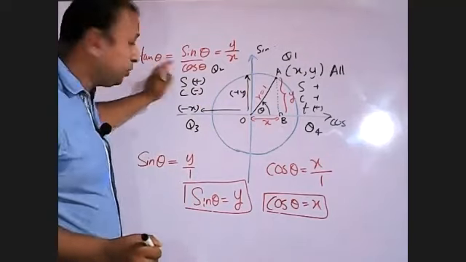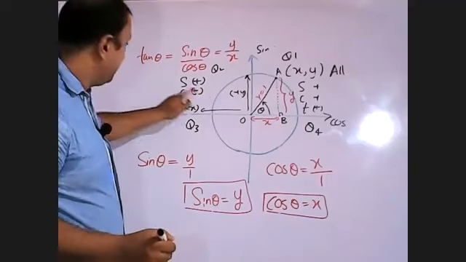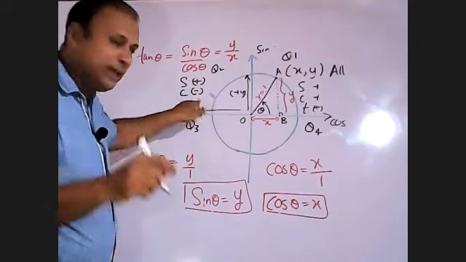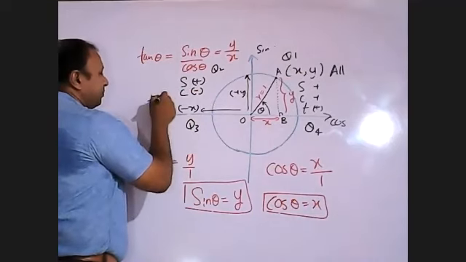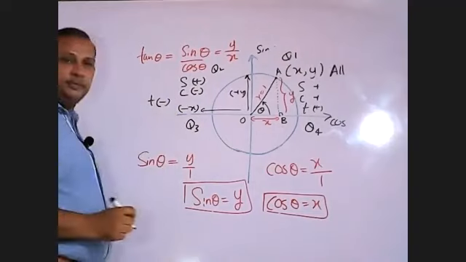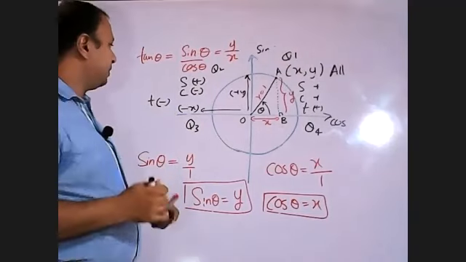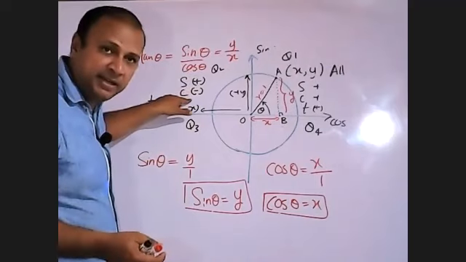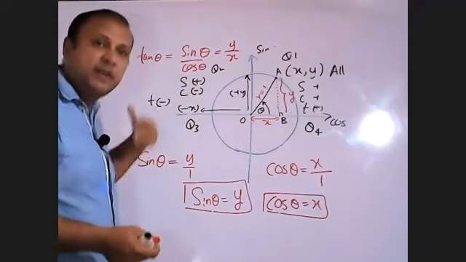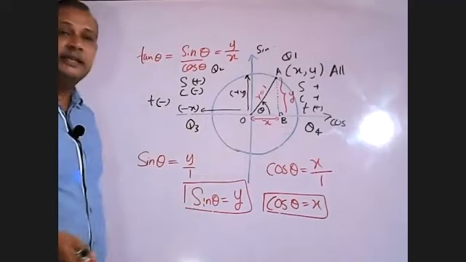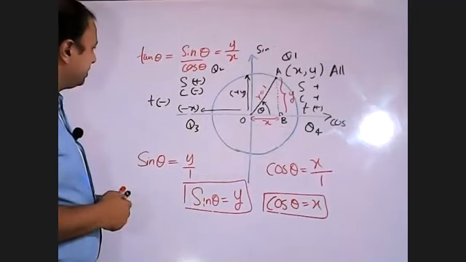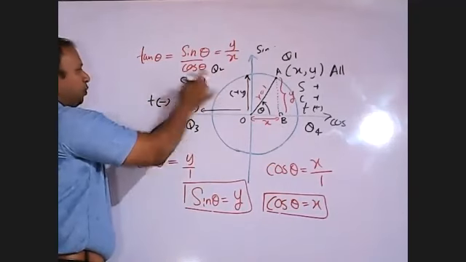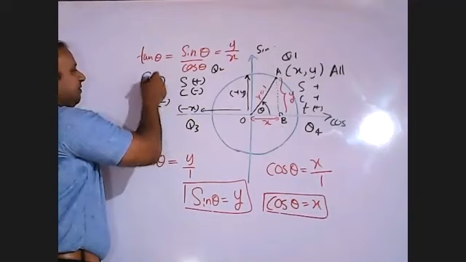Tan theta is equal to the ratio between these two. As cos theta is negative, the tan value is also negative, because plus divided by minus will be a minus value. Therefore, tan theta is a minus value. Therefore, in Q2, only sin values are positive.